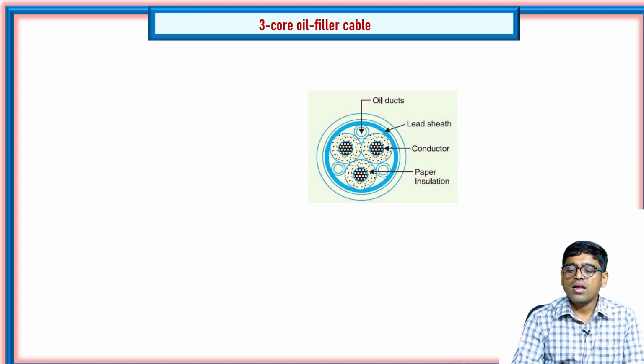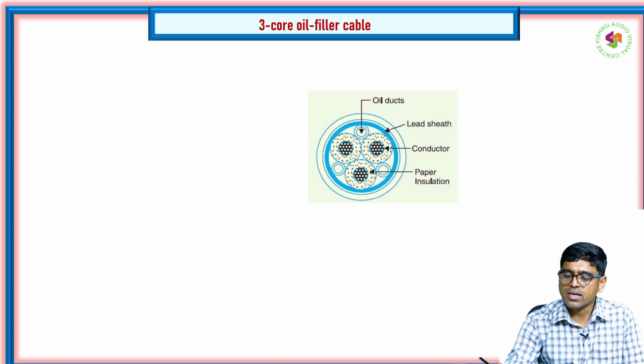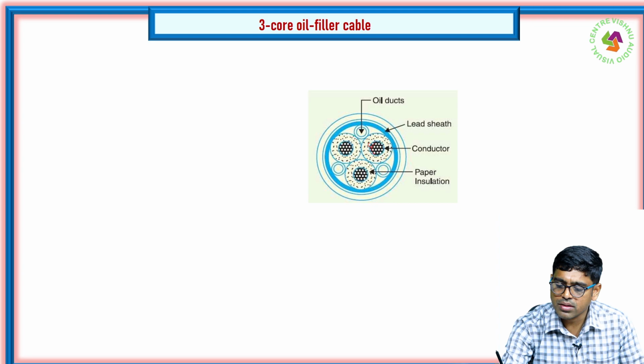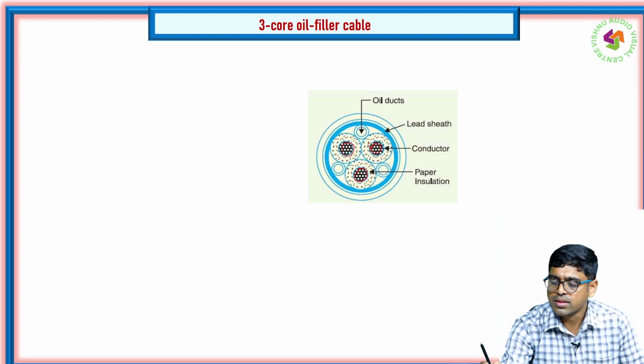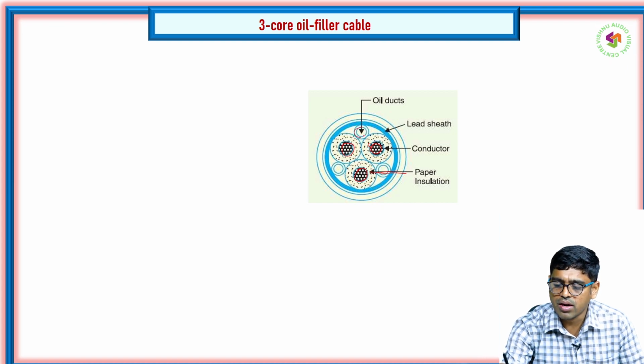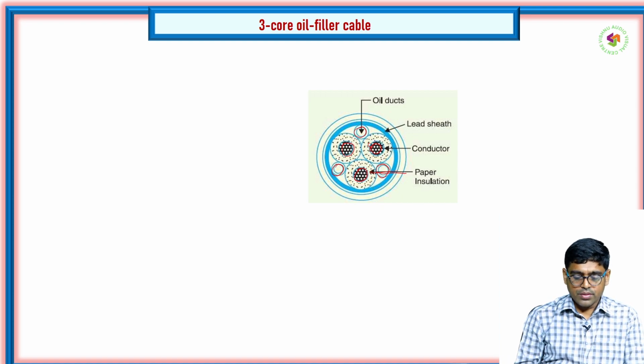Next is 3 core oil filled cable. Now you can see the conductors. RYB phases, 3 separate conductors are there. Then it has paper insulation. Then it is totally enclosed with a lead sheath, and there are oil ducts. Oil duct is placed where the gap is there.